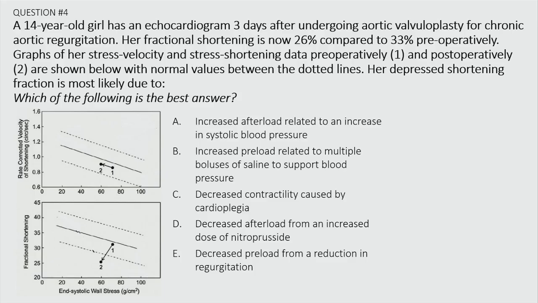Her depressed shortening fraction is most likely related to A, increased afterload related to an increase in systolic blood pressure, B, increased preload related to multiple boluses of saline to support blood pressure, C, decreased contractility caused by cardioplegia, D, decreased afterload from an increased dose of nitroprusside, an afterload reducer, E, decreased preload from a reduction in regurgitation.